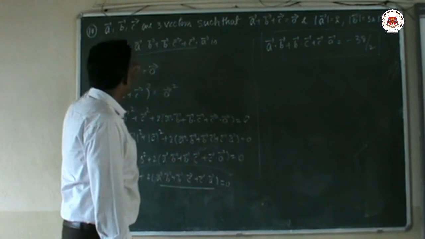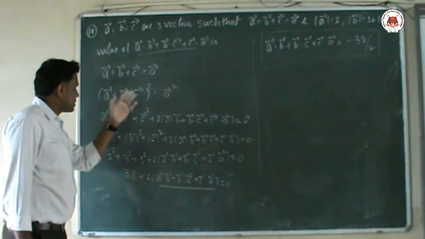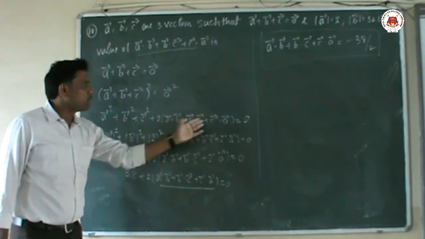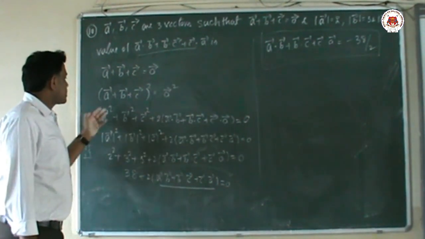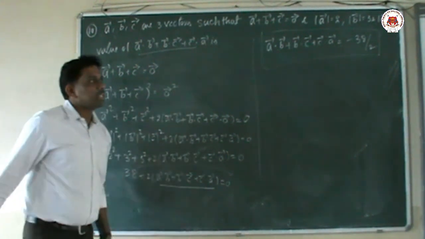One more time I am revising. ABC are three vectors. First of all I am squaring on both sides. So A square plus B square plus C square plus 2AB, 2BC, 2CA. Square is nothing but we can put their modulus, so their values are substituted.